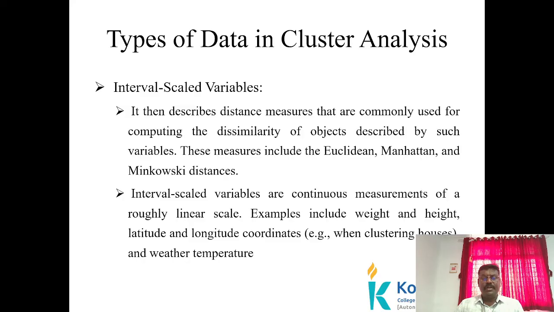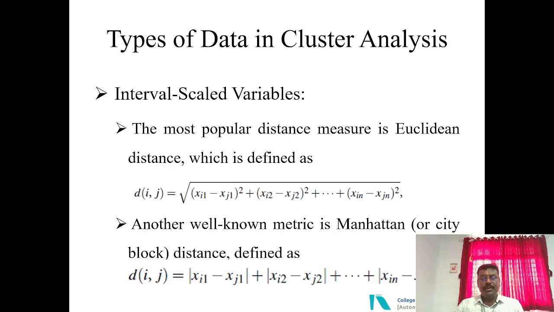you are using different types of equations. One is the Euclidean technique, then the Manhattan technique and the Minkowski distance. Mainly, two important equations are used under interval scaled variables. The first one is the Euclidean distance, which is defined as d(i, j), the distance of i to j. Here you have the square root of the squared differences between i positions and j positions, which is the Euclidean distance calculation. Next one is the Manhattan equation, d(i, j).